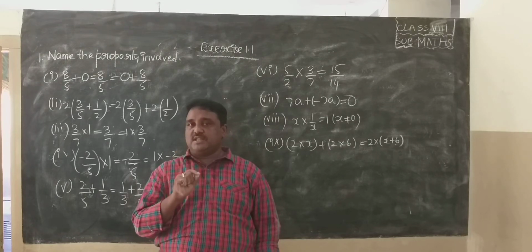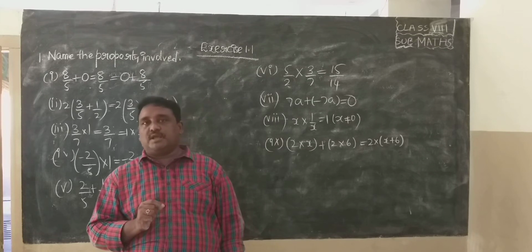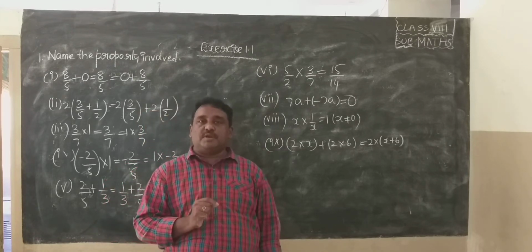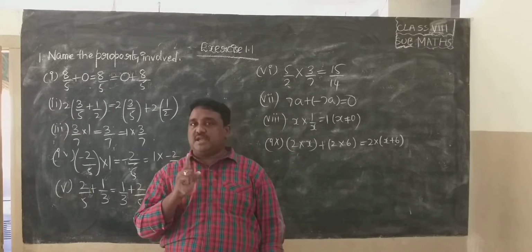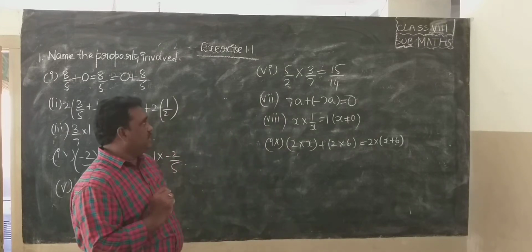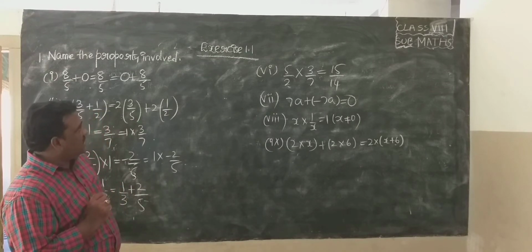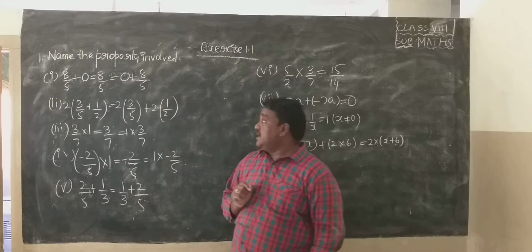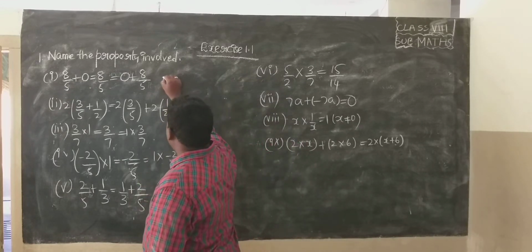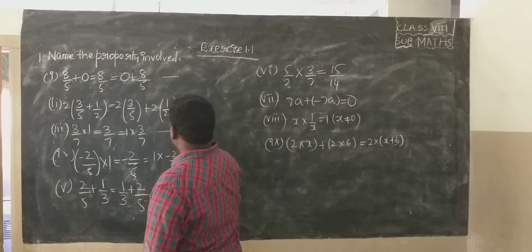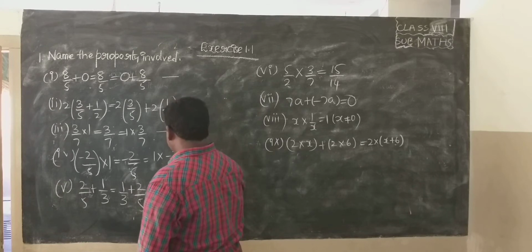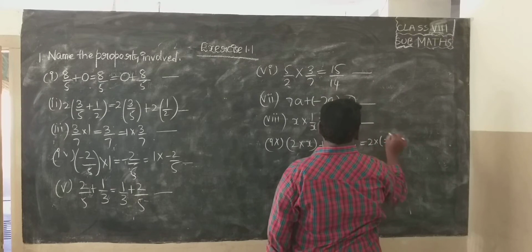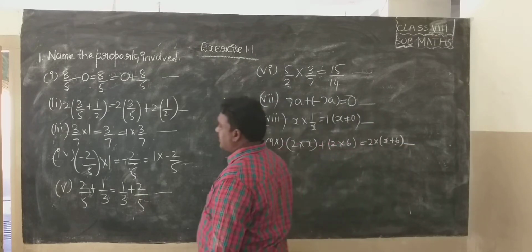So it is completed in the last class. Commutative property completed. Distributive property completed. Left distributive property completed, right distributive property completed. Today we will start exercise 1.1. Keep the heading exercise 1.1 and write the first problem. Totally 9 sums are there. Everywhere, name the property by observing.